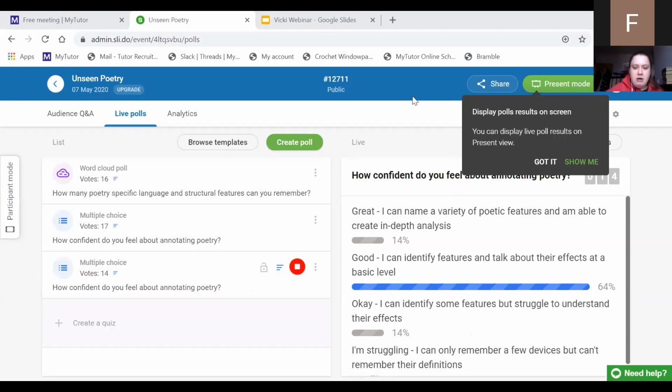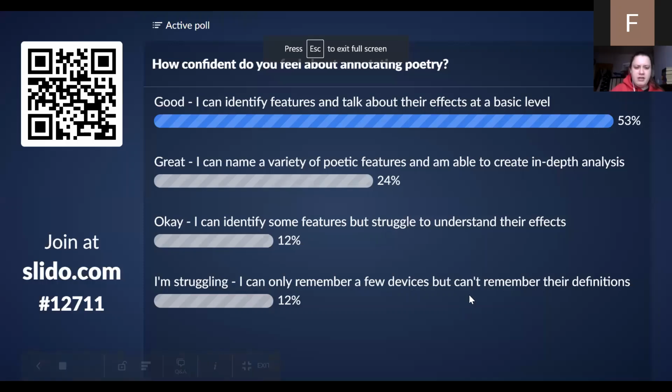But I think our okays and our I'm struggling is about the same, but I think we've got more people going up to good than there was at okay. So that's really lovely to see, guys.